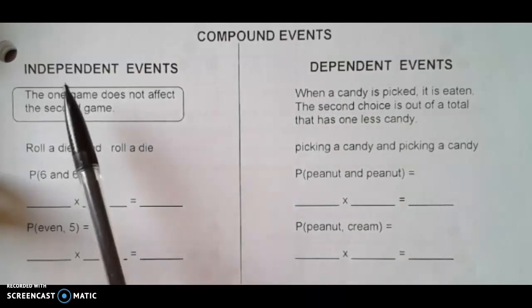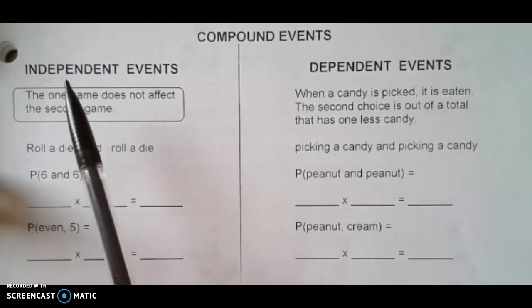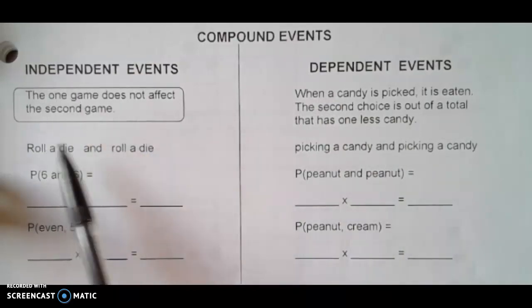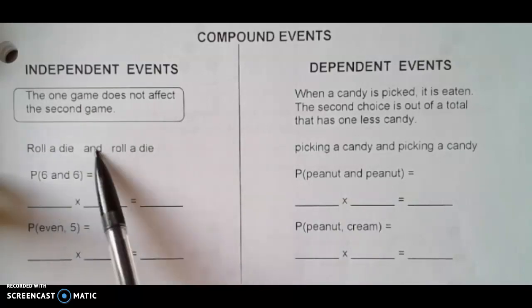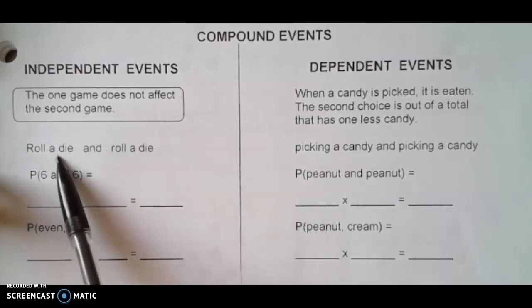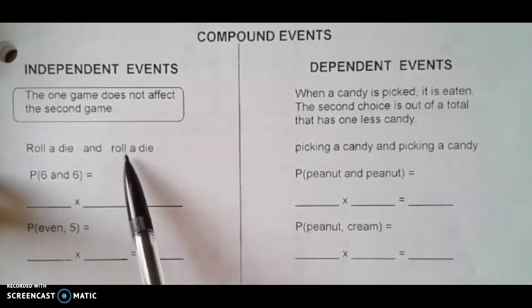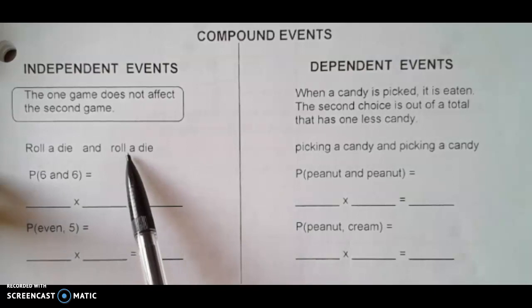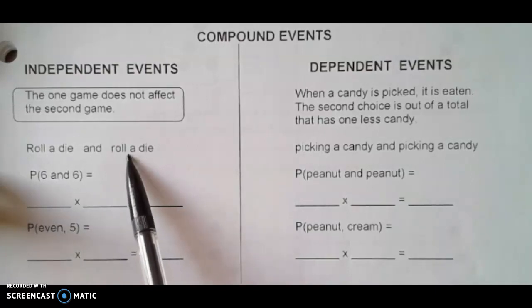So here's an example. We're going to start with independent events. We're going to roll a die twice. We're going to roll a die once, and then we're going to roll a die the second time. These are independent events because the number that you get the first time does not change the numbers that you can get on the die the second time. So they're completely independent of each other.